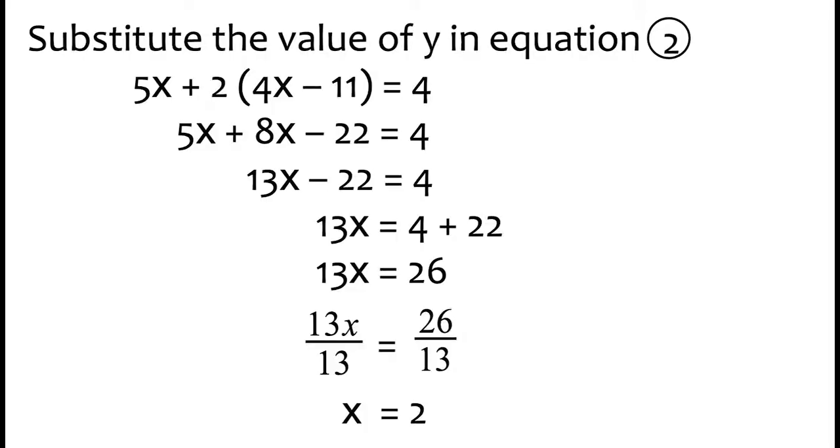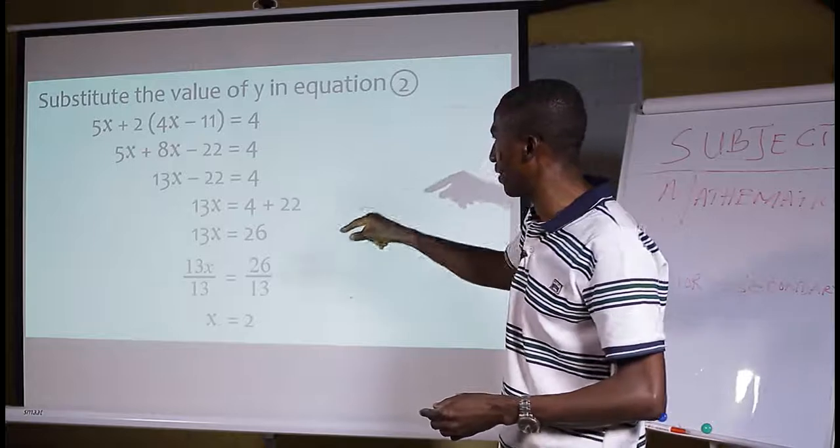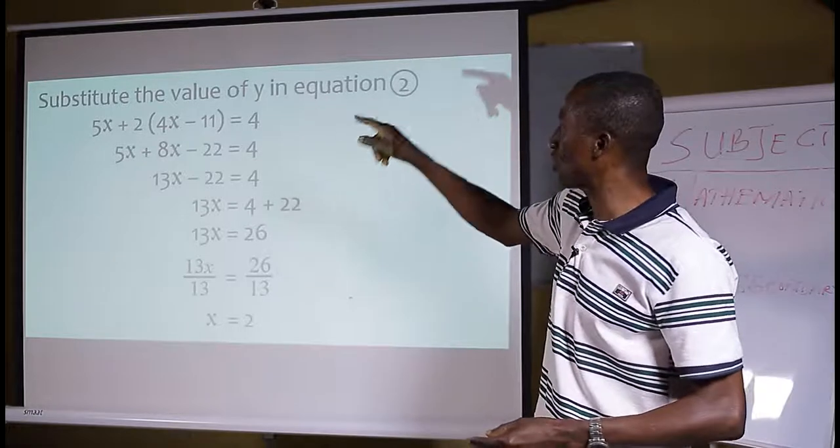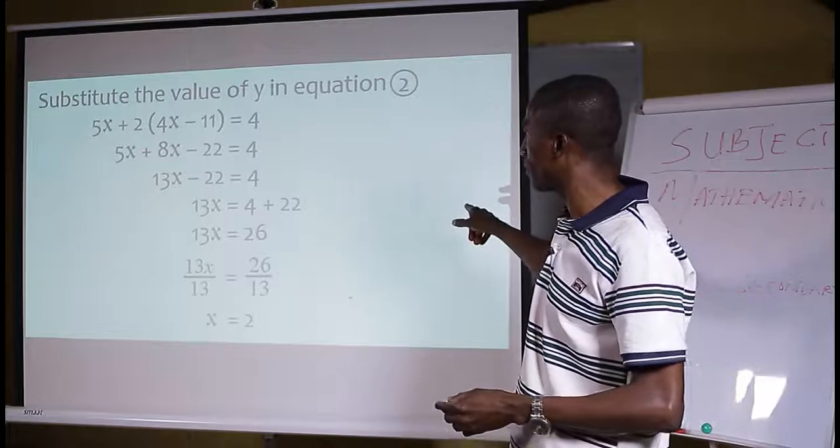Now, substitute the value of y in equation 2. So, I now have 5x as the first term, then plus 2x plus 2y. Recall that our y equals 4x minus 11. So that becomes plus 2 into 4x minus 11 equals 4.